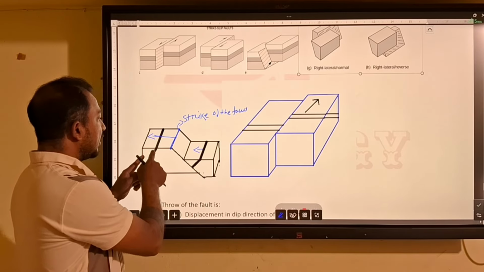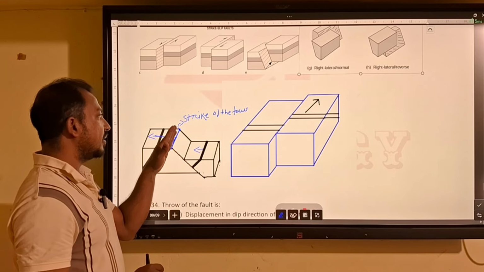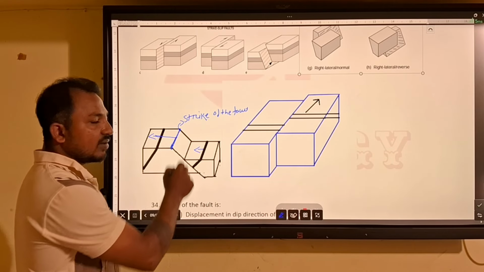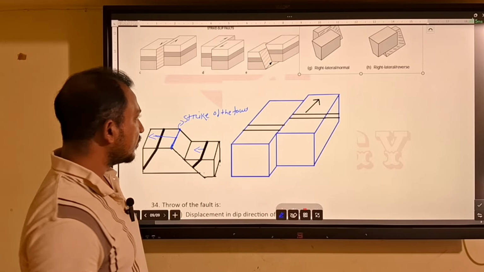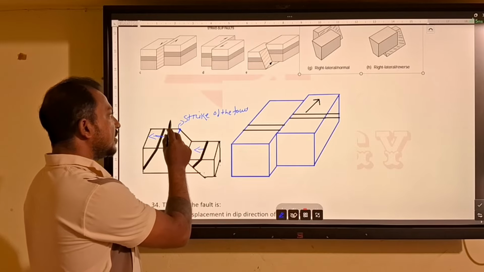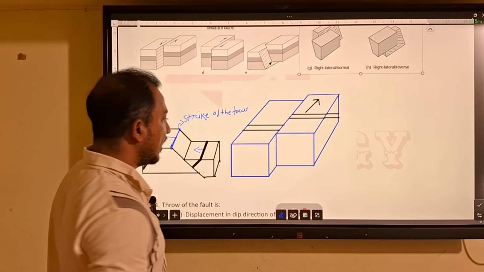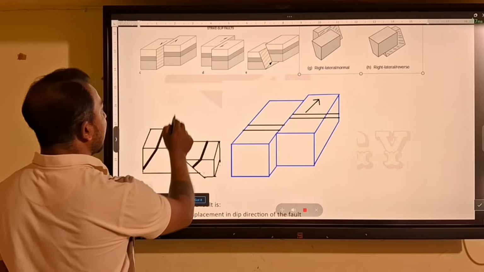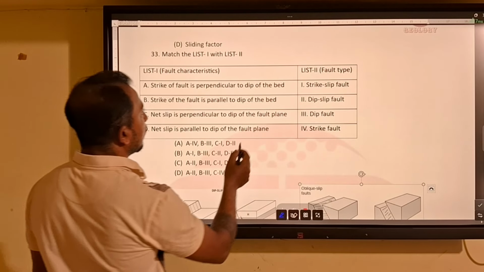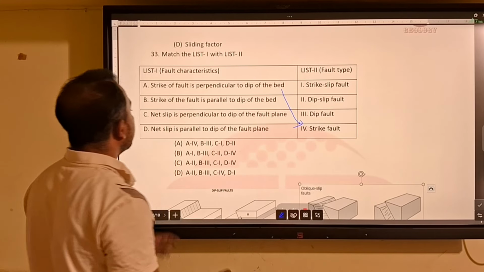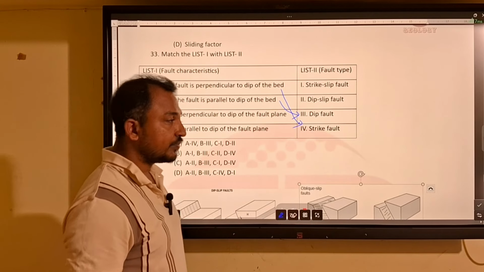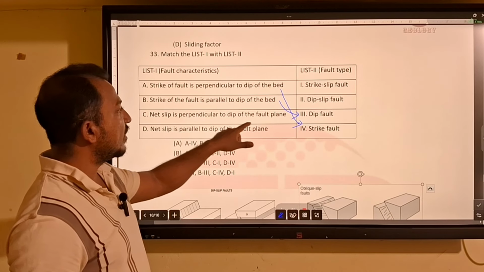Remember, if bed strike and fault plane strike are parallel, then the dip of the bed will be perpendicular to the strike of the fault plane. So if the strike of the fault is perpendicular to the dip of the bed, that indicates a strike fault. So it will be strike fault. Then if the strike of the fault is parallel to the dip of the bed, we have discussed, that is dip fault.